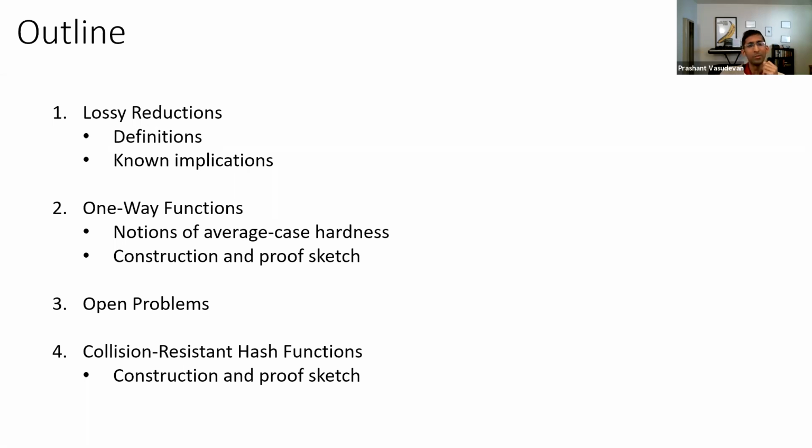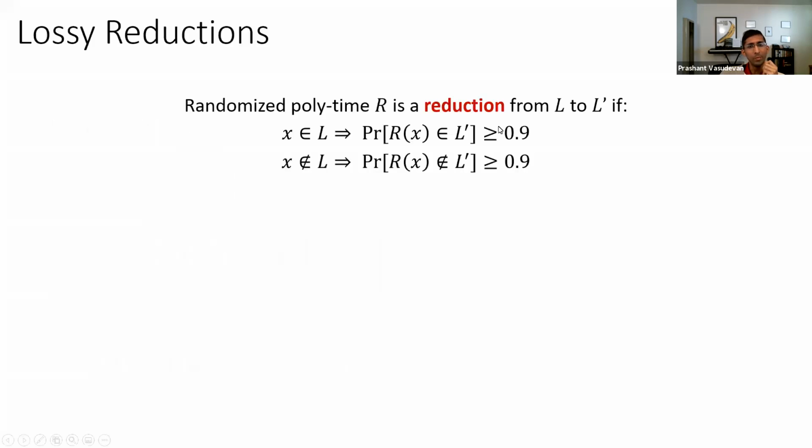To make sure we're on the same page, let's start by saying what I mean when I say reduction. By reduction, I mean a randomized polynomial time reduction that may have some error. For most of the talk, I'm going to be ignoring this error, but this is what I really mean when I say a polynomial time reduction. A reduction from L to L prime is an algorithm R such that R of X is in L prime if and only if X is in L, with high probability.